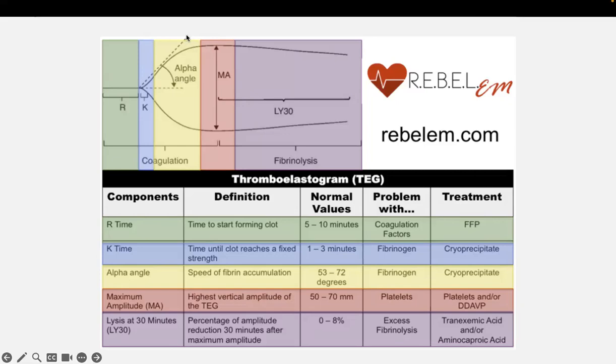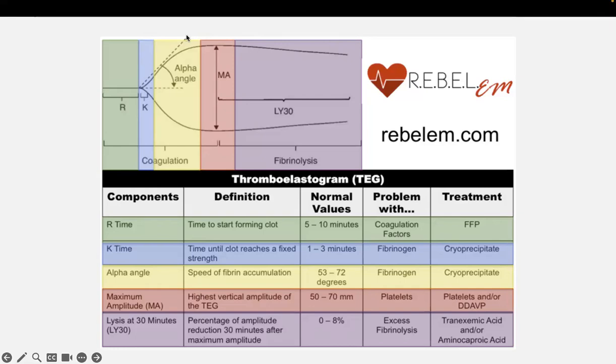Then you look at your maximum amplitude, né? So your maximum amplitude is the strength of the clot. So your clot, 80% of it is your platelets and 20% of it is your fibrinogen. So the majority of it is your platelets. So if your maximum amplitude is too small, you do not have enough platelets. So you need to give the patient platelets. And if it's too large, you are hypercoagulable.